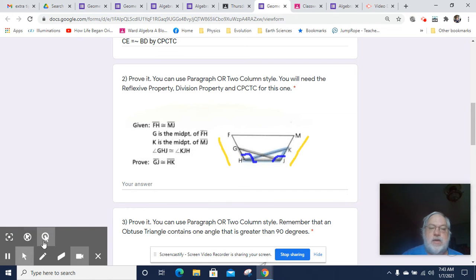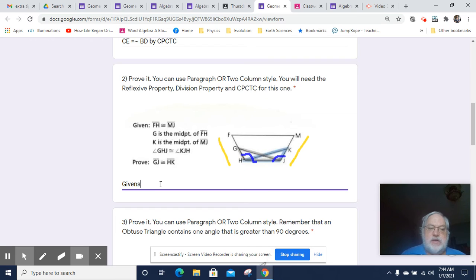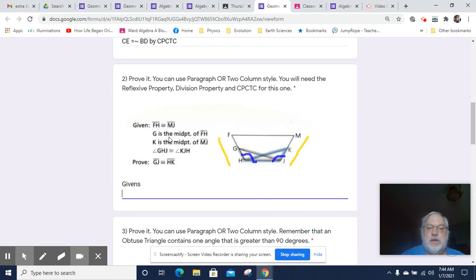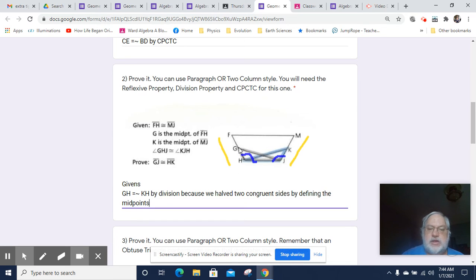Okay, so let's talk about what we need. We need to figure out if these sides are congruent. Now, to do that, it would be useful to prove that these two triangles are congruent. And we can do that. Okay, so let's start doing that. So after the givens, then we can prove, because G is the midpoint of FH and K is the midpoint of MJ, we can prove that GH is congruent to KJ by division, because we halved two congruent sides by defining the midpoints.